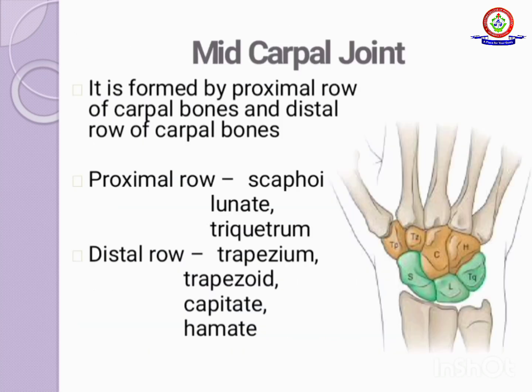Now let's see about the midcarpal joint. It is formed by the proximal row of carpal bones and the distal row of carpal bones. The proximal row of carpal bones are the scaphoid, lunate and triquetrum. The distal row of carpal bones are the trapezium, trapezoid, capitate and hamate.